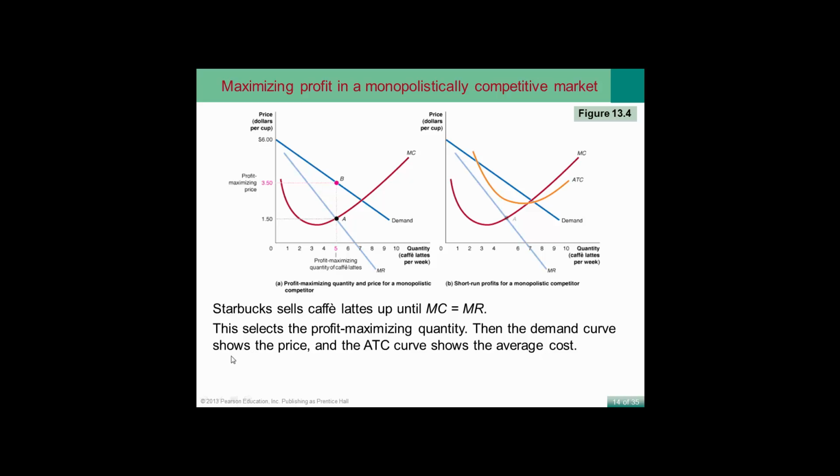So the demand curve shows the price, and the average total cost curve shows the average total cost. So marginal cost, average total cost, demand curve. We're going to be right here, B.